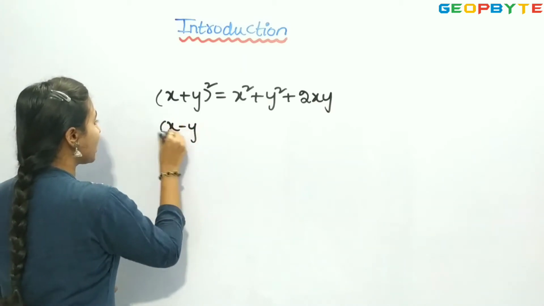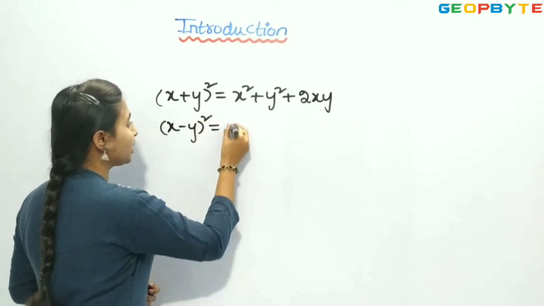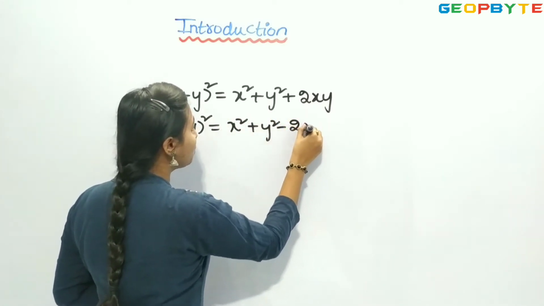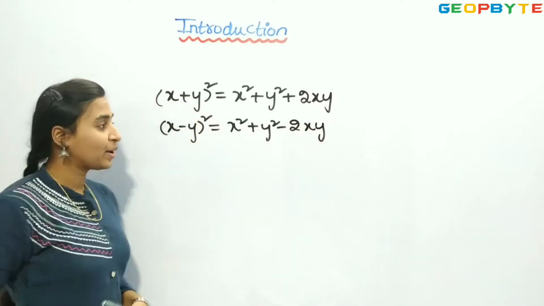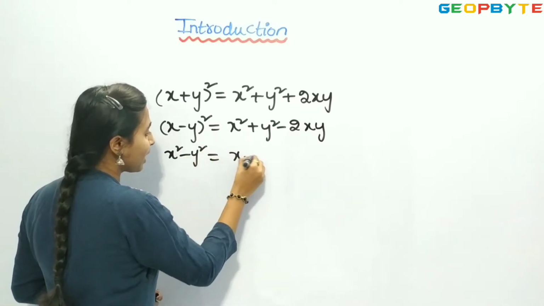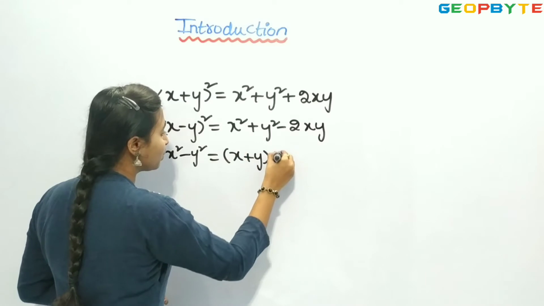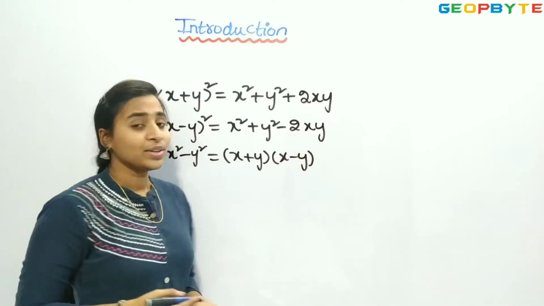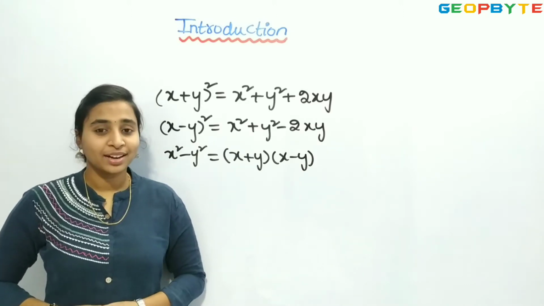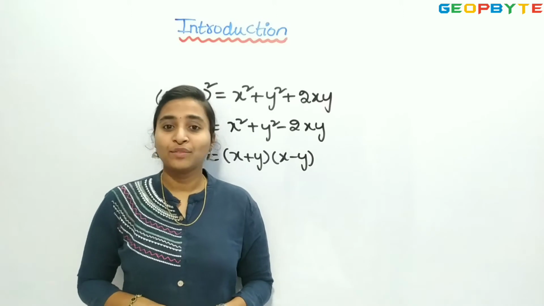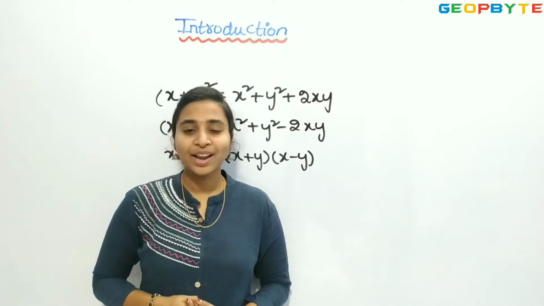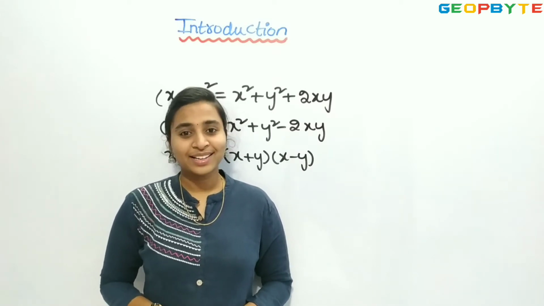And one more, (x − y)² = x² + y² − 2xy. And also x² − y² = (x + y)(x − y). So these are some of the identities which we have seen in algebraic expressions. Now in this chapter we are dealing with the study of a type of algebraic expressions called polynomials and its terminology.